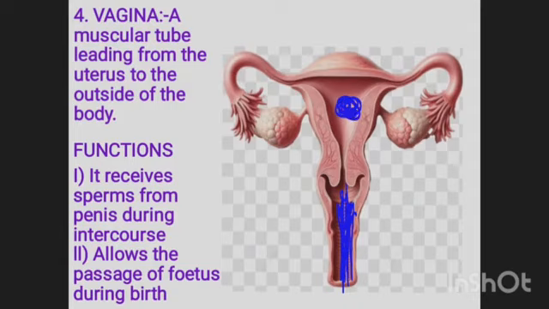Once the sperm is being released, it flows to the egg and fertilizes it, and the fertilized egg gets planted here. Once it's planted here, and it's time for birth, the fetus or the baby passes through here out of the body. So it performs two functions: it receives sperm from the penis during sexual intercourse and allows the passage of the fetus during birth.